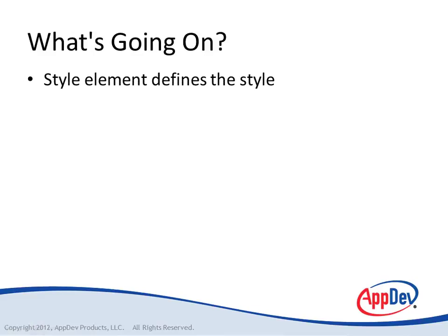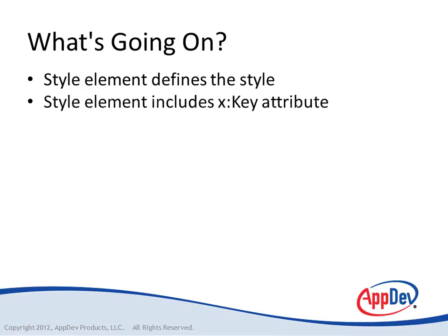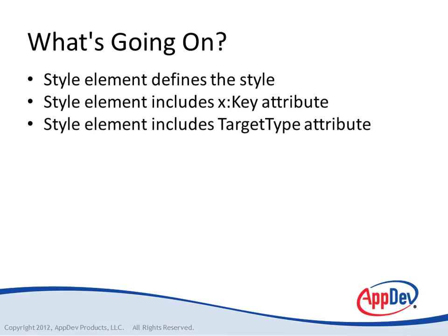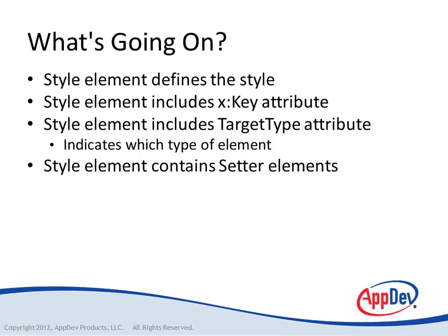So what's going on in the sample we just looked at? The style element defines the style, and the style element includes an x:"key" attribute. The style element includes a target type attribute, which indicates what kind of element it can be applied to. The style element contains within it setter elements, and each of those includes a property and a value attribute.